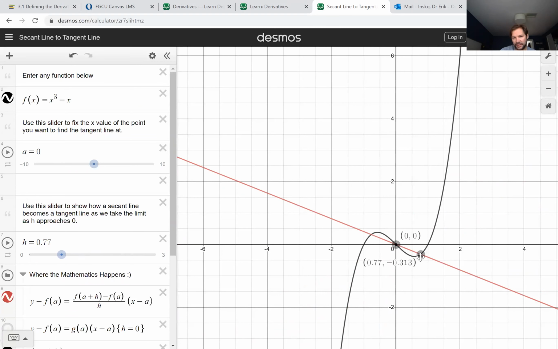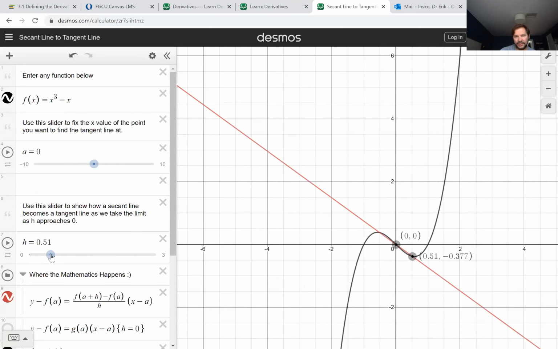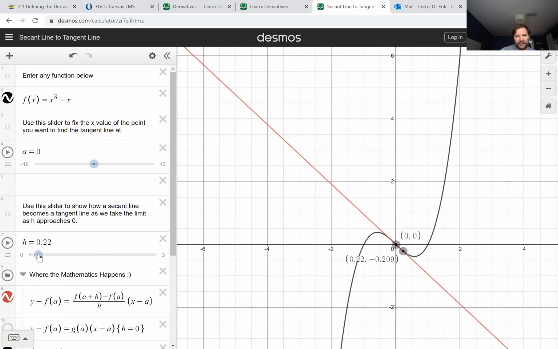And so you can see now this is starting to look like a better approximation, and I can slide it in and you see it's getting better, it's getting better. And as h goes to 0, it becomes a really good approximation for the slope. And if h actually goes to 0, then it becomes the perfect approximation for the slope.